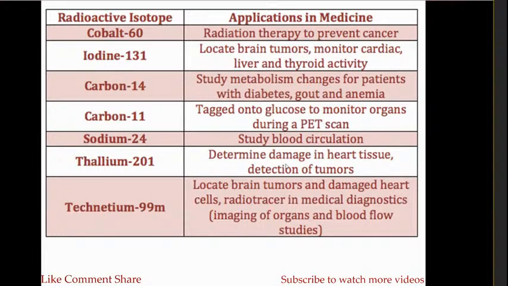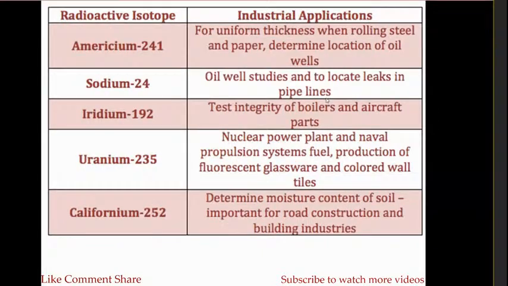Then at the industrial level, they use americium 241. It helps to find uniform thickness when rolling paper or steel. It also determines the location of the oil well, which is a very important thing. Sodium 24 helps to detect the location of leakages in pipelines. Then tritium helps with aircraft parts, checking the integrity of boilers and aircraft parts.